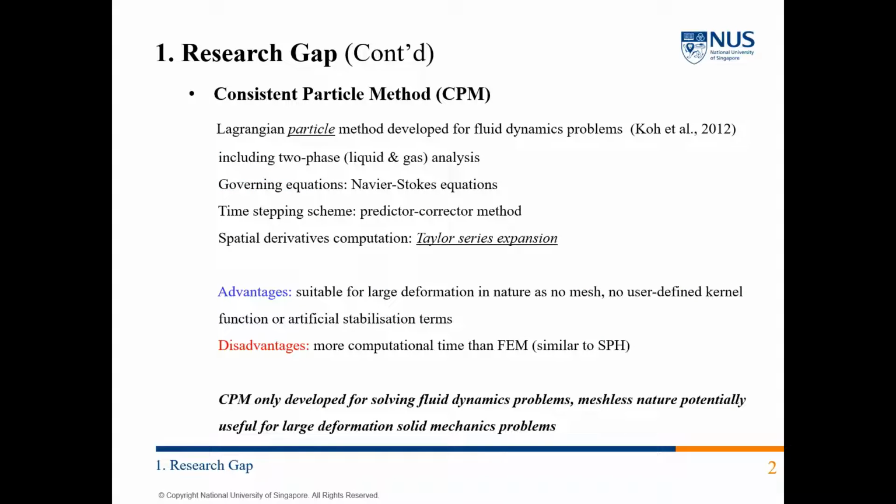A relatively new Lagrangian particle method, the consistent particle method or CPM, was proposed for fluid dynamics problems. The method solves Navier-Stokes equations using a predictor-corrector scheme, and the spatial derivatives of variables are computed by Taylor series expansion. CPM is suitable for solving large deformation problems in nature. Kernel function and artificial stabilization terms are not used. Before this study, CPM was only developed for solving fluid dynamics problems.